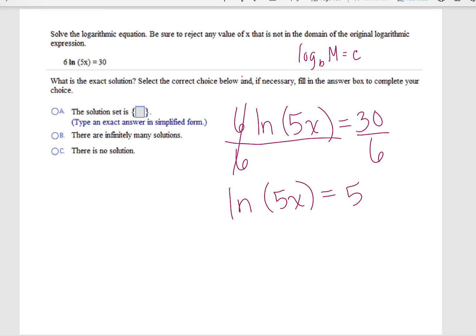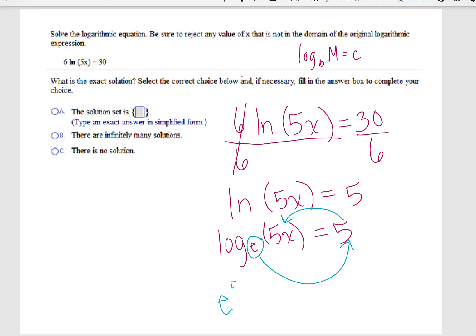And now I can go ahead and set it up. Remember, natural log is just log base e. So base e to the 5th power equals 5x. e raised to the 5th power equals 5x. Isolating x, so divide both sides by 5. And I get x equals e to the 5th power divided by 5.